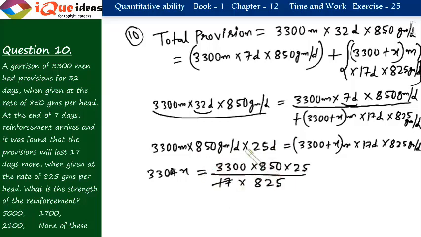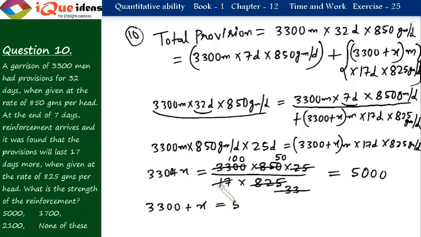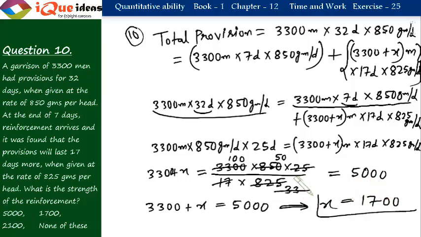Alright. Now 17 divides 850 50 times, and 25 divides 825. Let's see how many times. 25 4 is 100, 25 3 is 75, so 33 times. Very nice. And 33 cancels 3,300 100 times. So now it is 5,000. Please understand that 3,300 plus x is 5,000. Alright. Hence, x is equal to 5,000 minus 3,300, that is 1,700. So the reinforcement strength is 1,700. So the number of new people is 1,700. Alright.